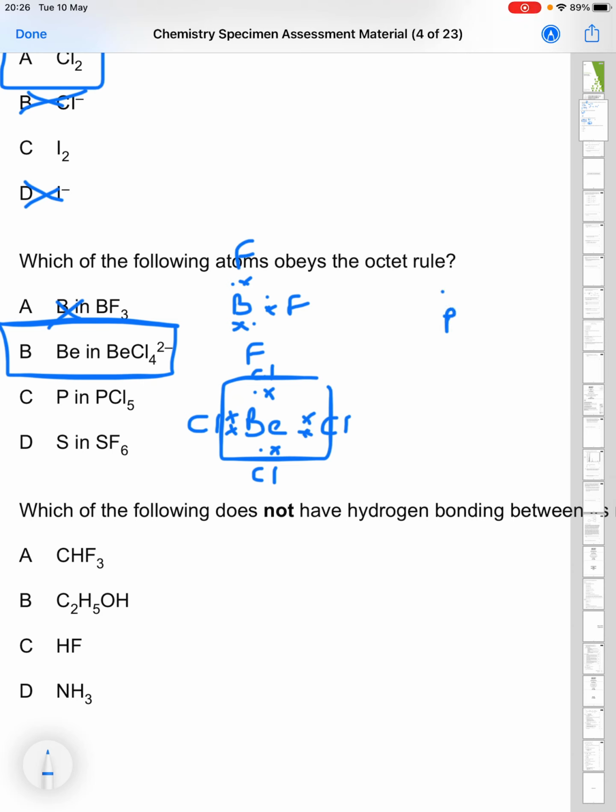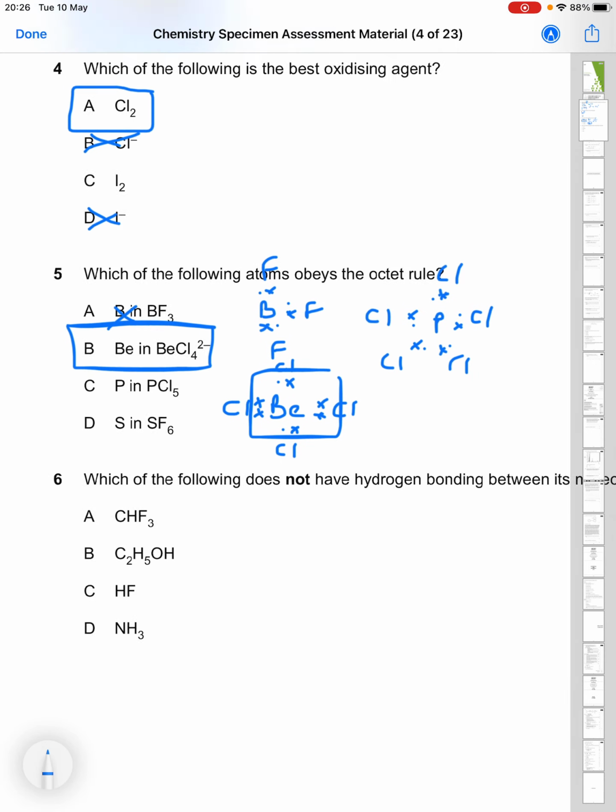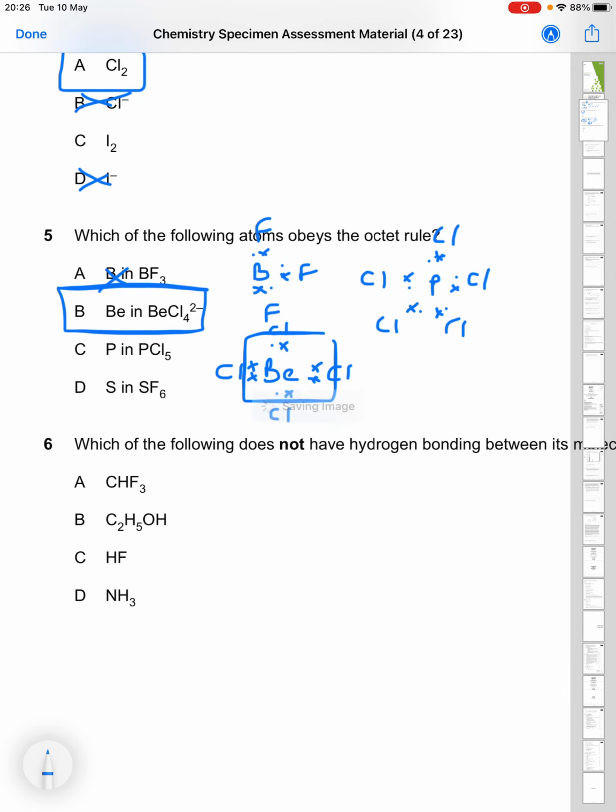So the phosphorus in PCl5, we've got 5 chlorines around the phosphorus here. When we draw all of those in, you'll see that the phosphorus actually ends up with 10 electrons around the middle. And I'm not going to draw out the SF6, but it would have 12. You have the 6 electrons from sulfur and 6 more from the fluorines. So the answer there is B, the beryllium in BeCl4 2 minus.